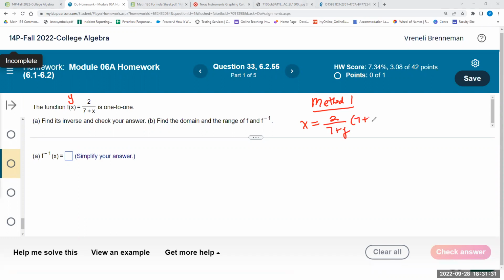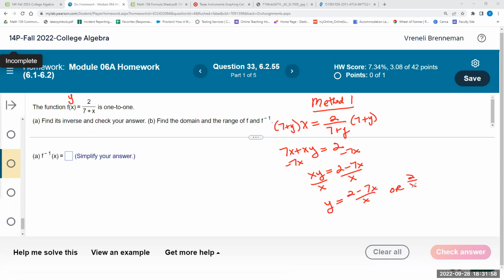So I'm going to multiply both sides by 7 plus y. And then I have to distribute the x. So I have 7x plus xy equals 2. Then I want to isolate the y term, so subtract 7x from both sides. xy equals 2 minus 7x. And then I can divide both sides by x. So I get y equals 2 minus 7x over x, or 2 over x minus 7 would be another way to write that. So that would be the inverse function.